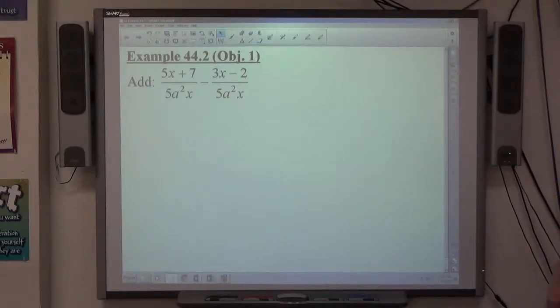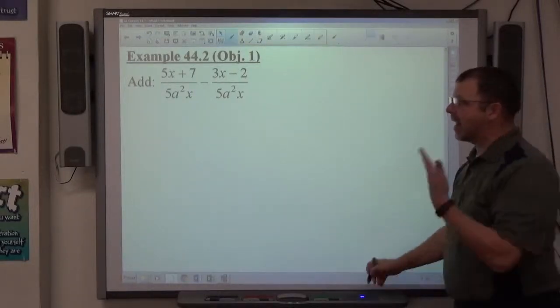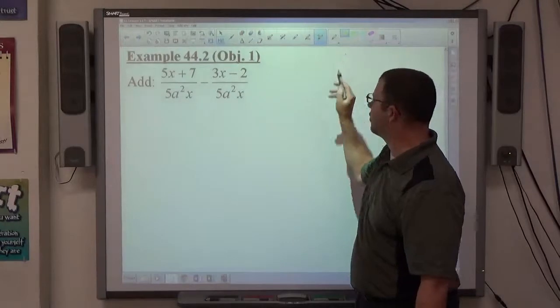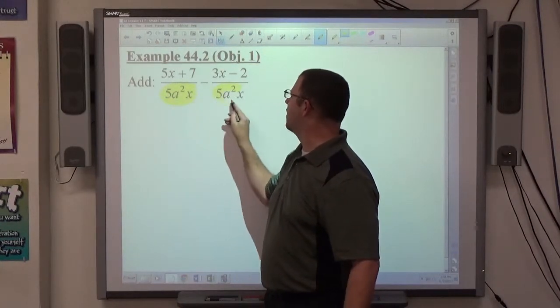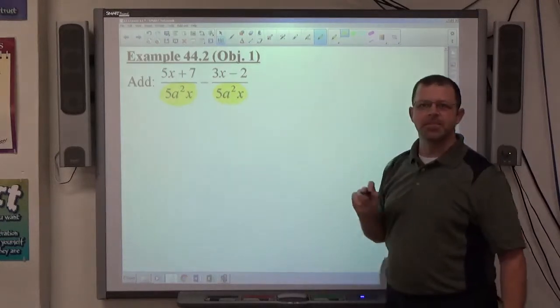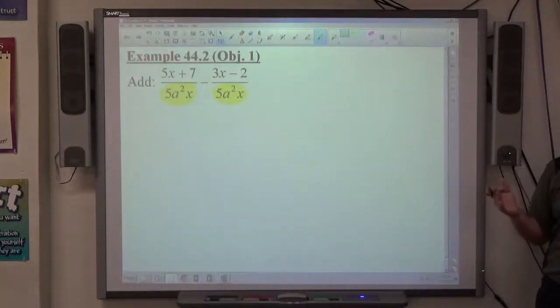Okay, example 2, same deal. It says add, I see fractions, so once again my very first focus is the denominators. I got 5a squared times x and I've got 5a squared times x. Those are exactly the same. Common denominator exists, so we're ready to go.